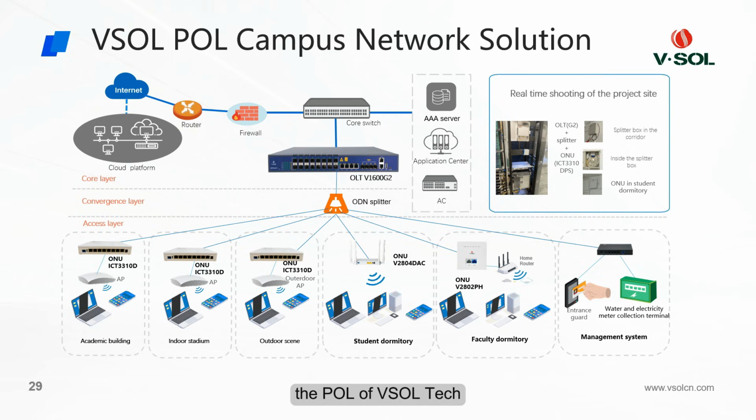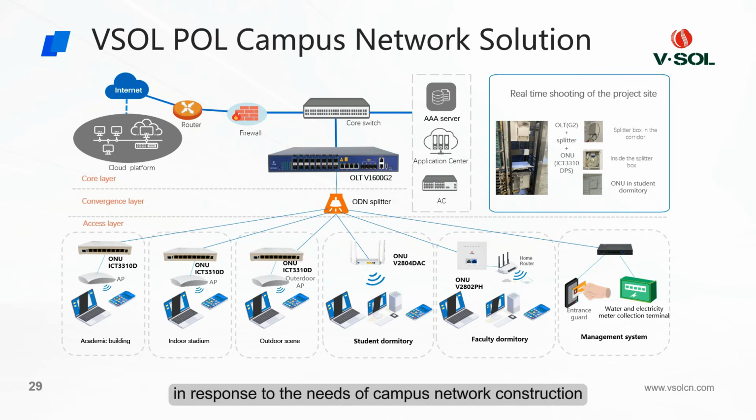The PON of VSOL Tech adopts the GPON solution architecture. The OLT is the aggregation network element, and it is deployed in the core computer room. From the core computer room to the users, the middle layer adopts a passive optical splitter, which does not require independent computer room deployment and power supply. The ONT is close to users and is connected to users through a copper wire.